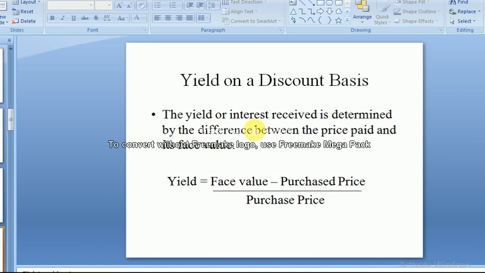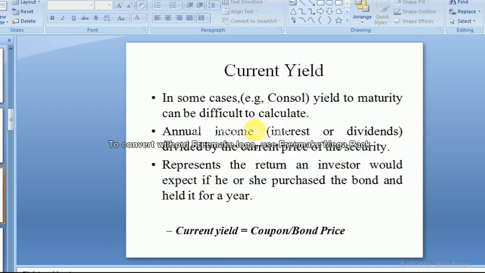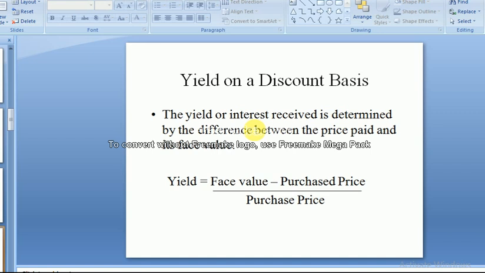Yield on discount. I will also discuss this topic in the upcoming class, inshallah, with an example. So hope you understand.